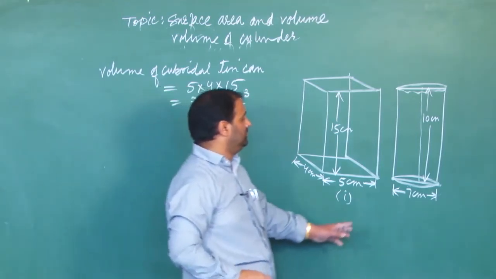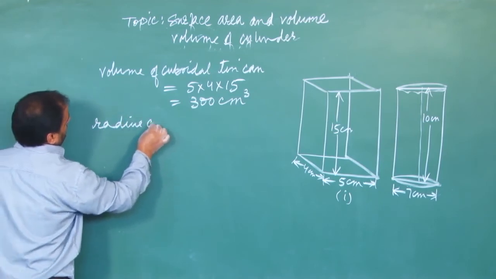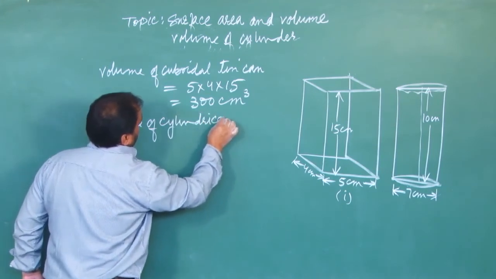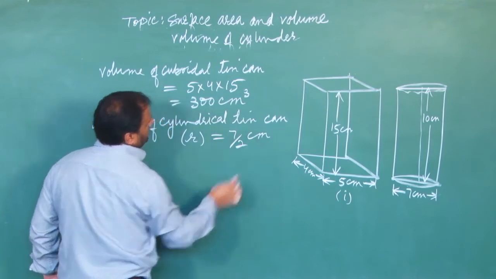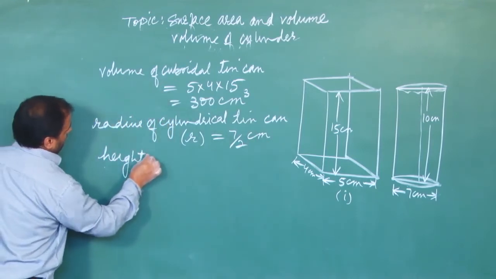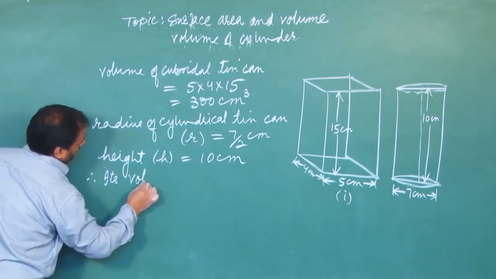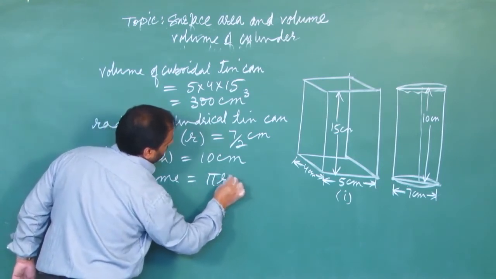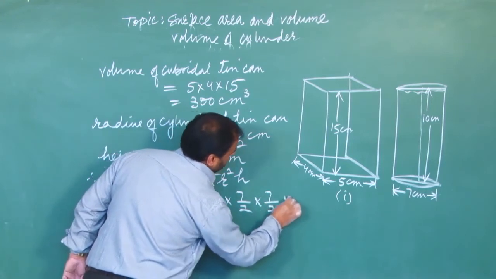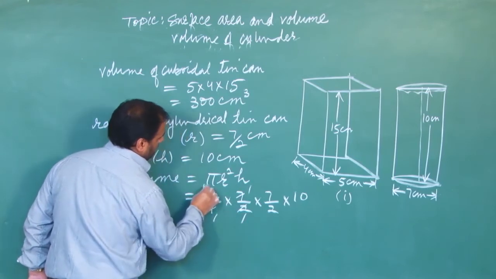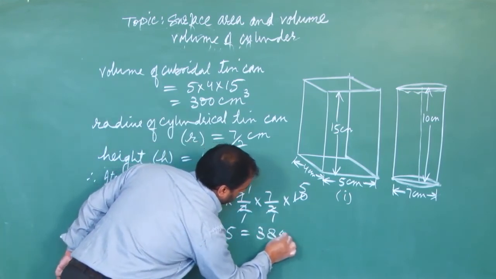And now we want to find out the volume of that cylinder. The diameter of that cylinder is 7 centimeters. We can say its radius is 7 by 2 centimeter. Its height is 10 centimeter. Therefore, its volume is pi r square h. R square is 7 by 2 into 7 by 2 into h is 10. It's 11 into 35, that is 385 centimeter cube.